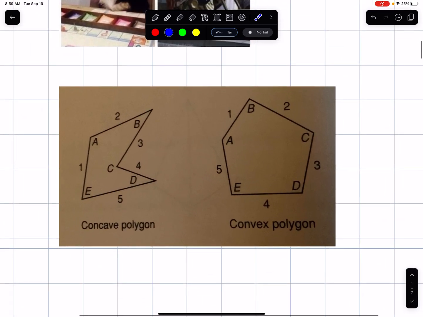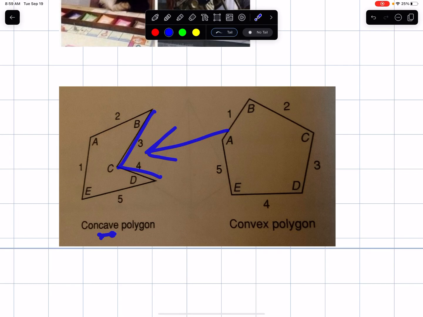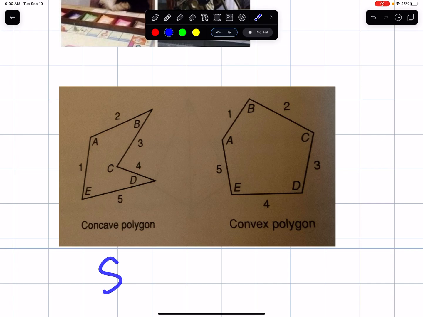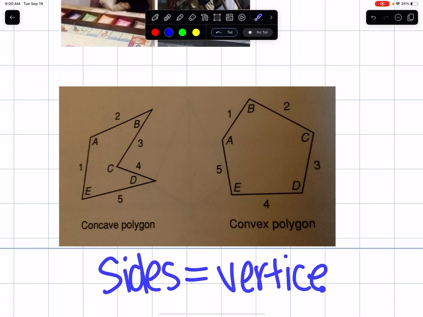All right, let's talk a little bit about polygons. You'll remember that this one on the left is a concave polygon. It has this indentation that's like a cave. This one on the right is a convex polygon, so all the angles are going outward from the center. If you look at the number of sides of a polygon, this one has 5 sides, this one also has 5 sides, that means that's how many corners there are. That's how many vertices there are. So the number of sides is equal to the number of vertices.